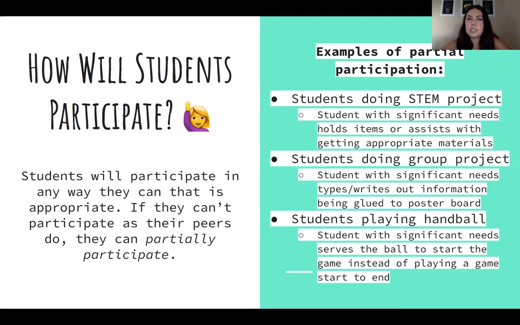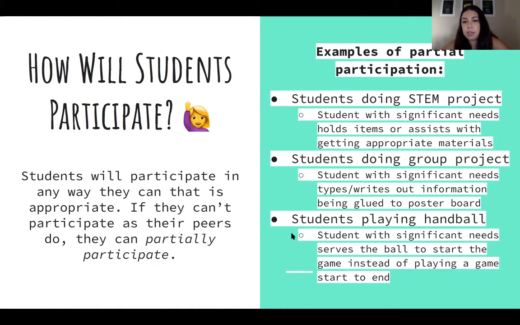And so the idea is that the skills that our students are focusing on are going to be different than the skills that the gen ed students are focusing on. The gen ed students are most likely focusing on that really core academic content, where they already have those skills to carry out a group project and write, type, color, print, glue, put things on a poster board, where our students may not have those skills, so we can focus on those skills instead.